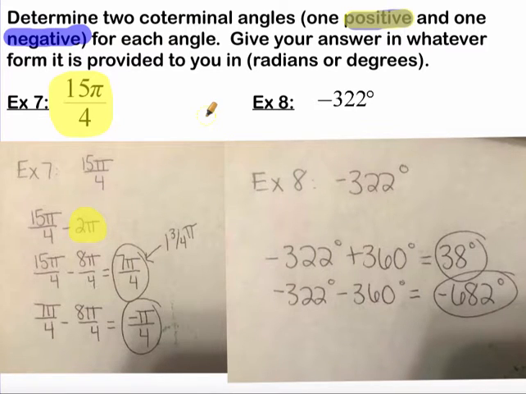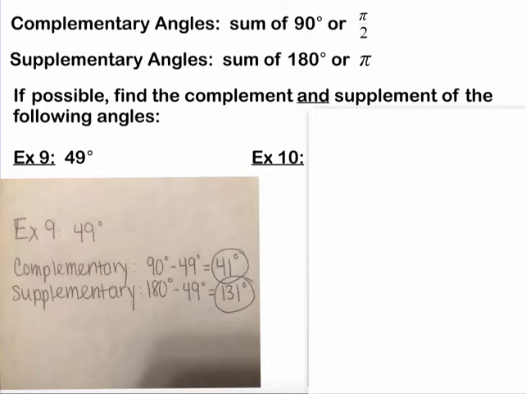Example 8 is in degrees. I think you'll like this better. Remember, we have to find a positive and a negative. All we're going to be doing is either adding or subtracting 360 to get to those values. So I decided in this case to add 360 to start. So if I add 360 to it, 38 degrees is a positive coterminal angle. Now I also wanted a negative coterminal angle. So I could take that negative 322 and subtract 360 to get negative 682. Remember, if you're bored, you can keep subtracting 360, or adding it, and you'll get an infinite number of correct answers. But our directions only tell us that we have to find one positive and one negative.